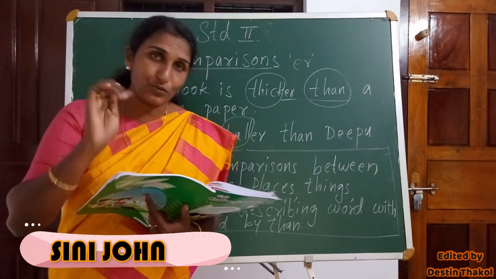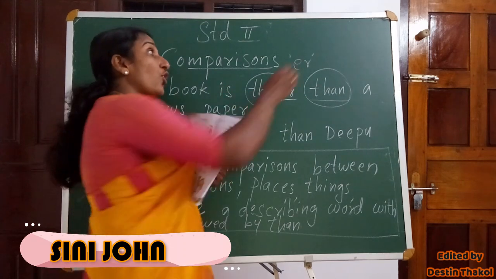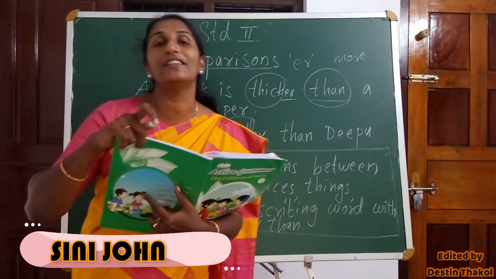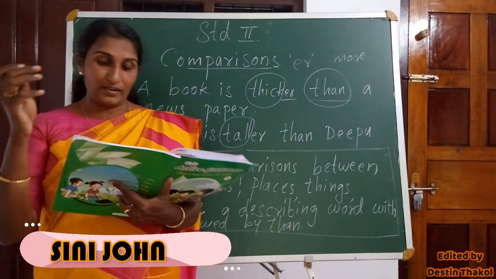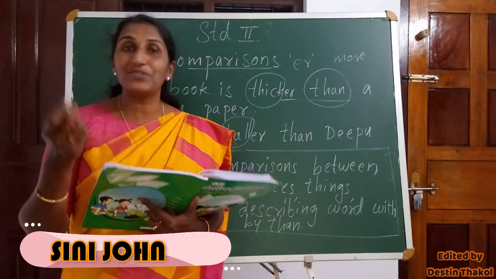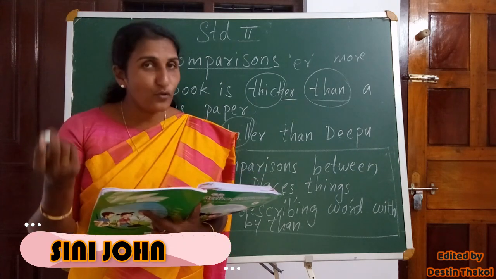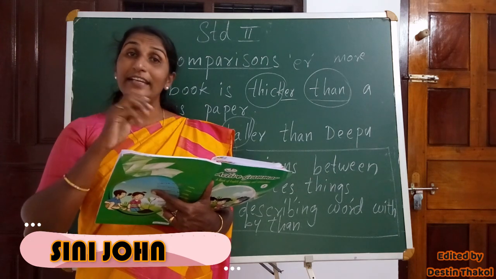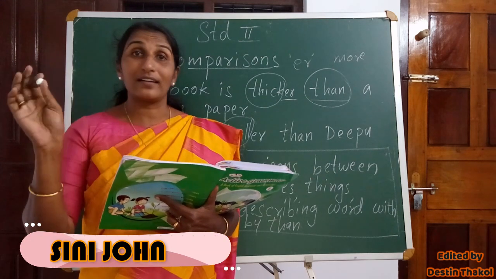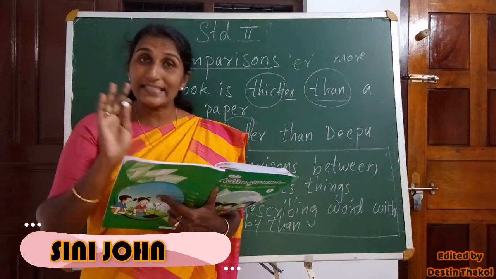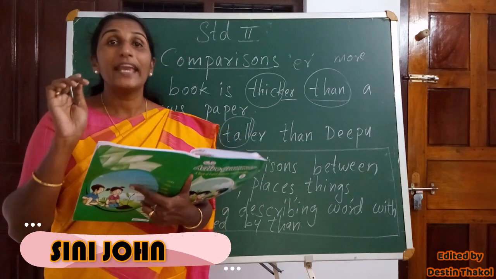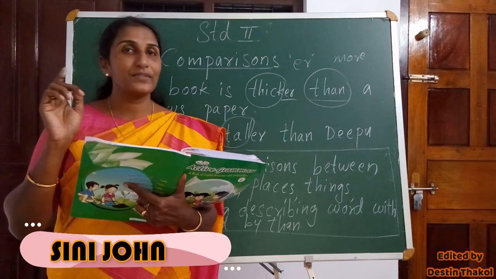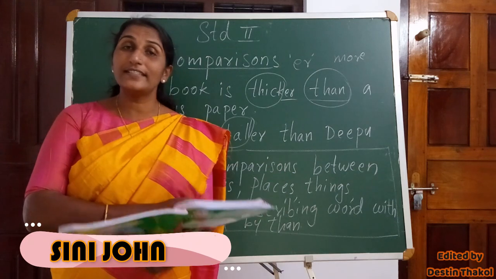In those situations, what can we use? More. For example, more beautiful than, more beautiful. Like that, more interesting, then more useful, and we never use usefuler or interestinger, or beautifuler. In some situations we use more instead of er. Clear? Okay, let's take the first exercise.